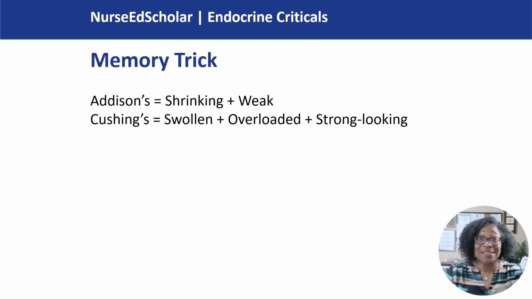Now, let's talk about it again. Addison's disease, they are depleted. So they're going to be thin and they're going to be weak. They're going to be fatigued. With Cushing syndrome, they're going to be swollen with all of that cortisol. They're going to look overloaded because they're going to have a lot of sodium retention, and water follows sodium. So they're going to be all swollen. So they're going to look big, but they're going to be weak inside because their body is off balance.